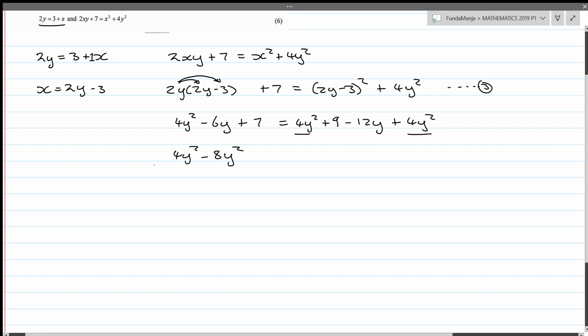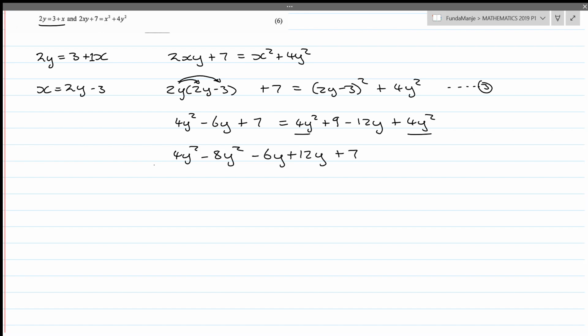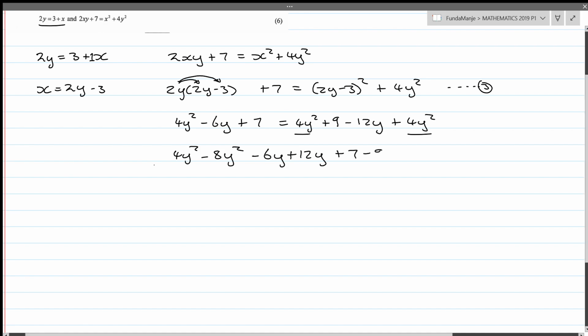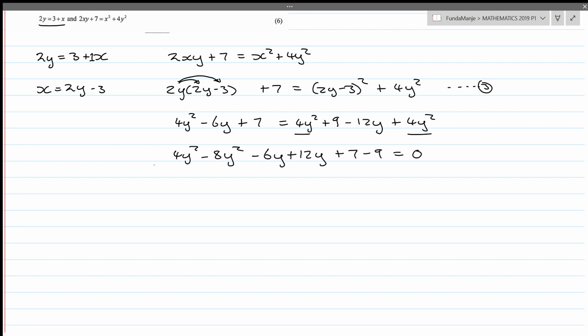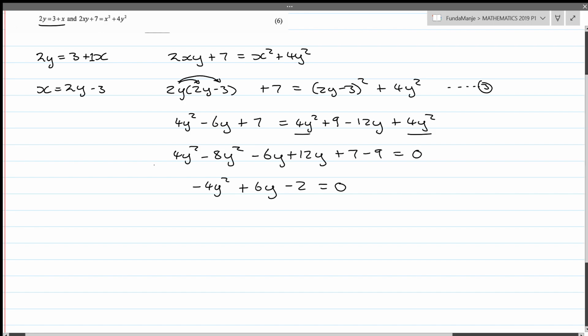We can do the same thing for the next one, which is minus 6y. Here we have a minus 12y. If it goes to the other side, it becomes positive 12y. Then we have a plus 7. Over here we have a positive 9. Take it to the other side, it becomes negative 9. Then 4y squared minus 8y squared, that gives us minus 4y squared. And then minus 6y plus 12y, that gives us positive 6y. And then 7 minus 9 gives us negative 2, all equal to 0.